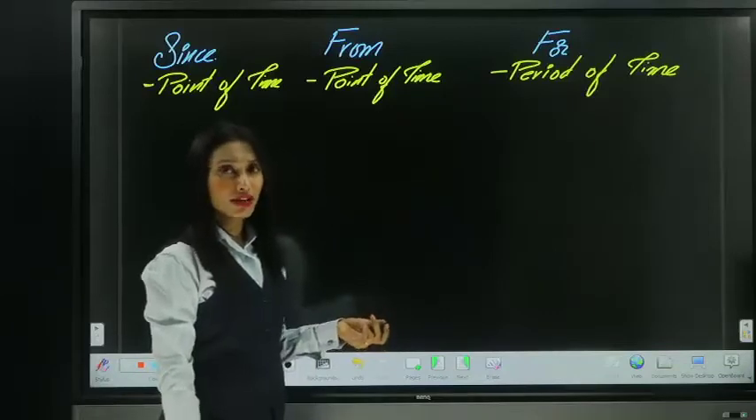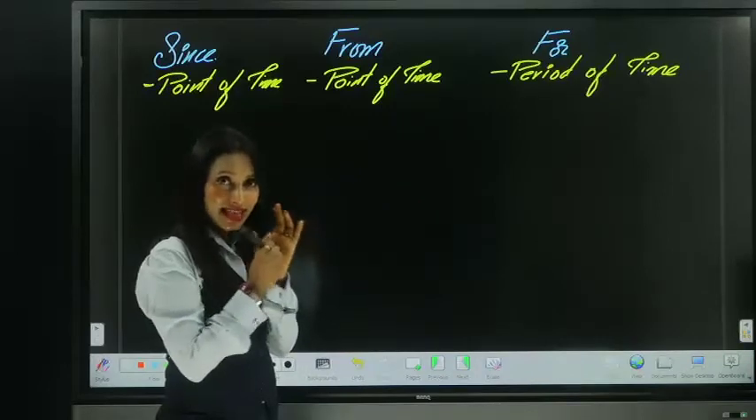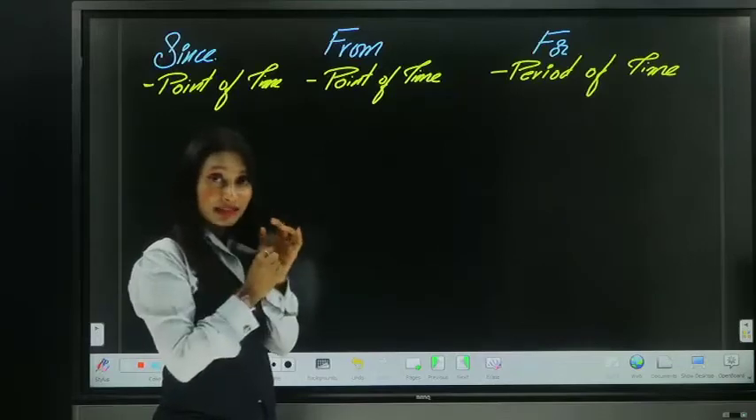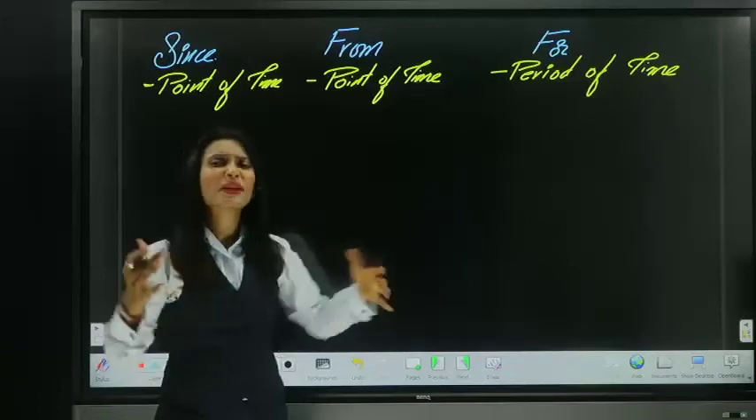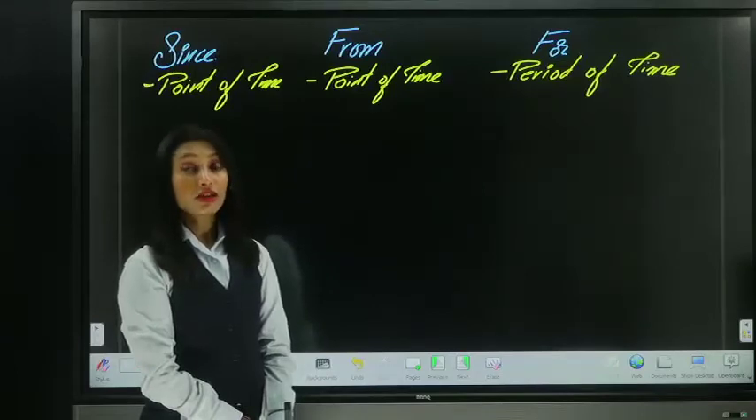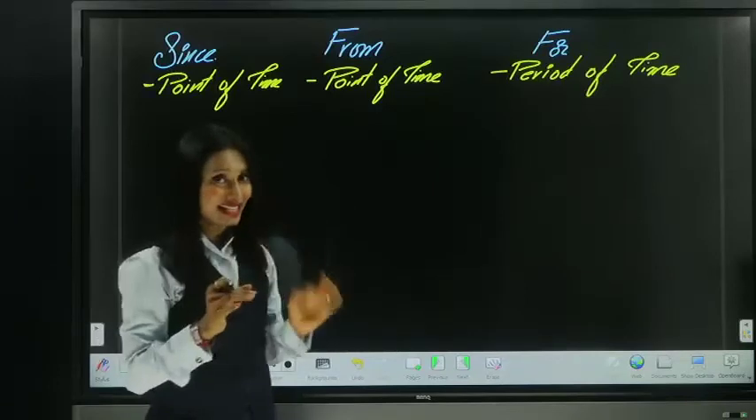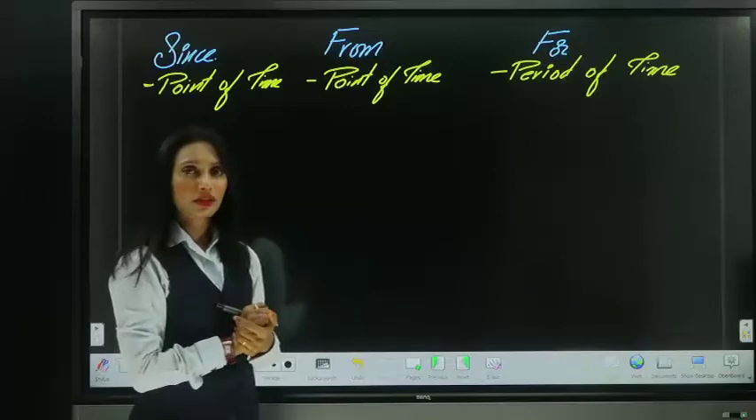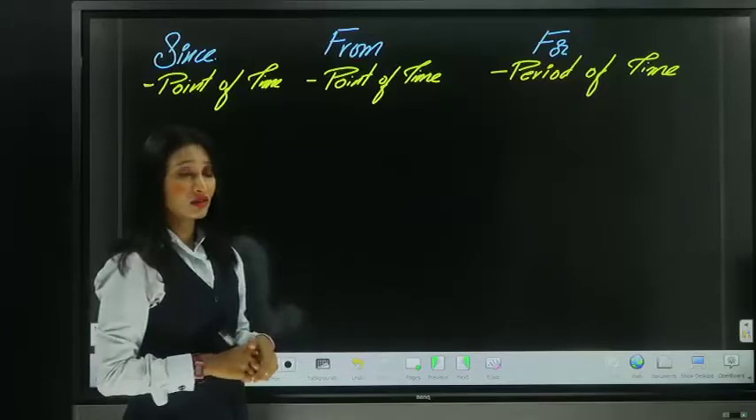What is this point of time or period of time? Point of time means exact time. Exactly: since 1999, since 1947, since morning, since an exact time. Whereas for indicates only period of time: for 2 hours, for 5 years, for 70 years. So we talk about the period, not exact, but since and from indicate a point, exact time. Then what is the difference between since and from? This is also exact, that is also exact. Then what is the difference?